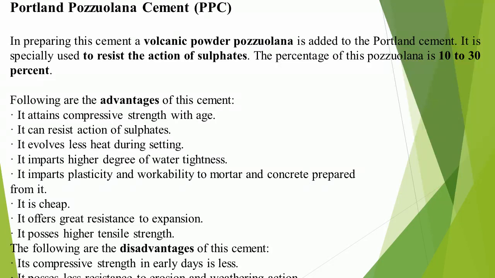The following are the disadvantages of this cement. Its compressive strength in early days is less. It possesses less resistance to erosion and weathering action. This cement is used to prepare mass concrete of lean mix and for marine structures. It is also used in sewerage works and for laying concrete in water.